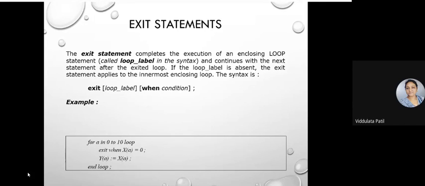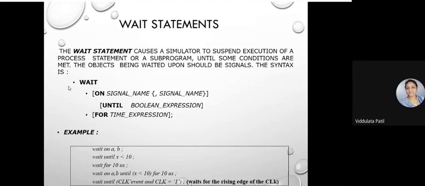So these are the next and exit statements which are used in VHDL when we are using loop statements. Okay. Now one more statement that is used when we are using certain processes, that is the wait statement.